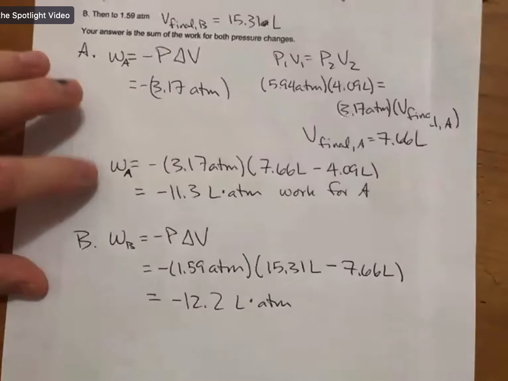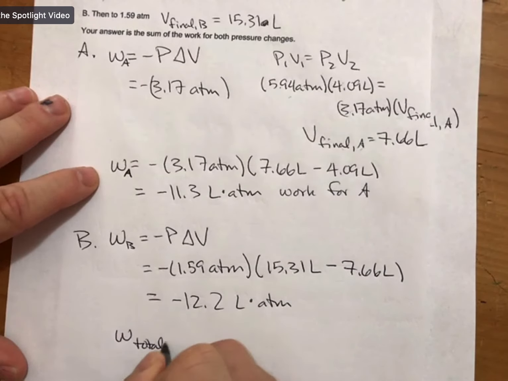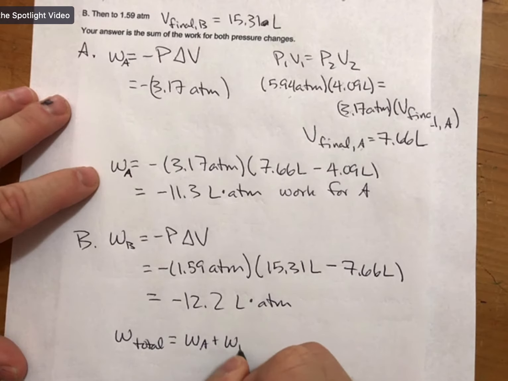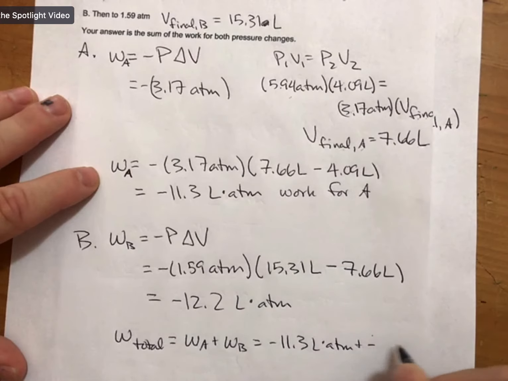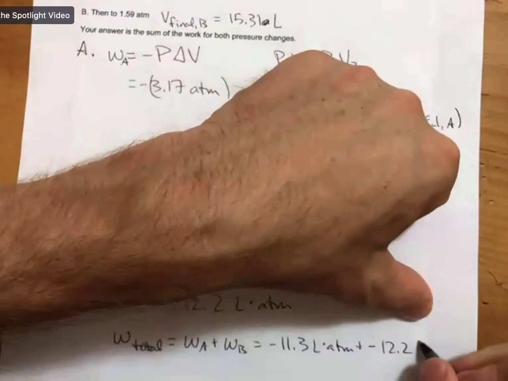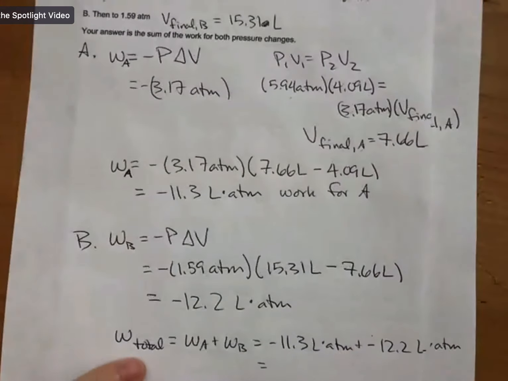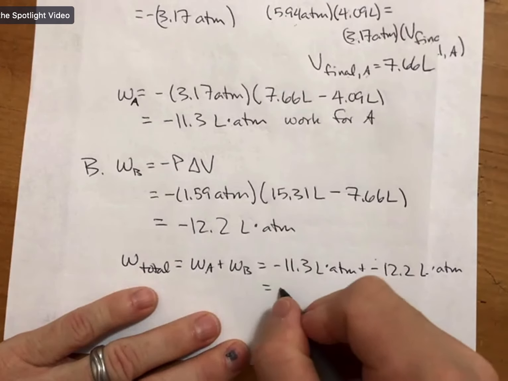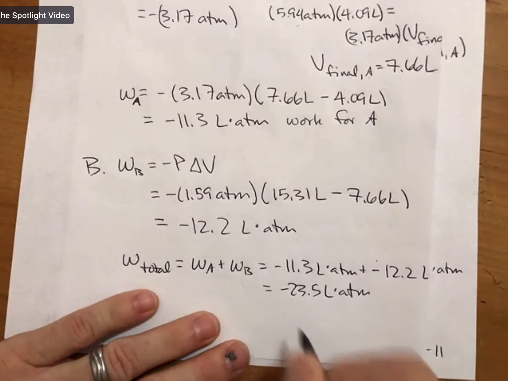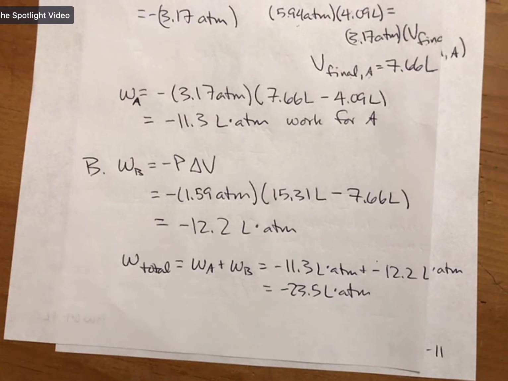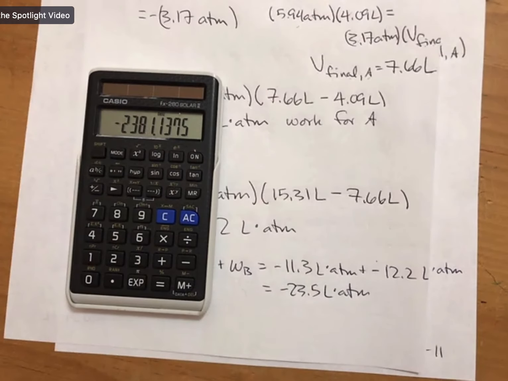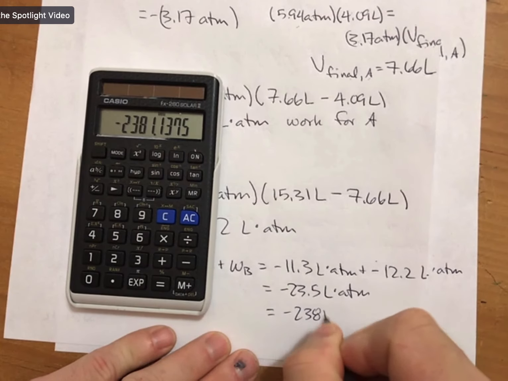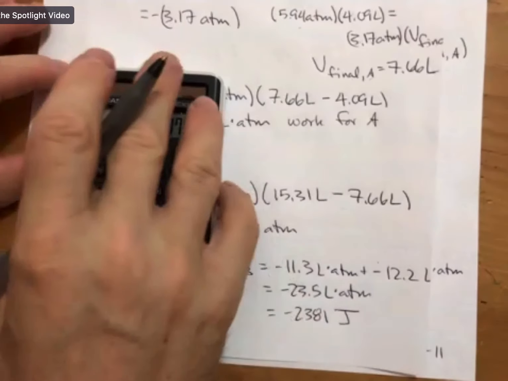which I can then add up to get my total work. Work A plus work B: minus 11.3 plus minus 12.2, and I get minus 23.5 liter atmospheres, which again I can multiply, and I should multiply, and I will check to see if it works out, times 101.325. 23.5 times 101.325, I get minus 2,381 joules of work that was done by the gas.